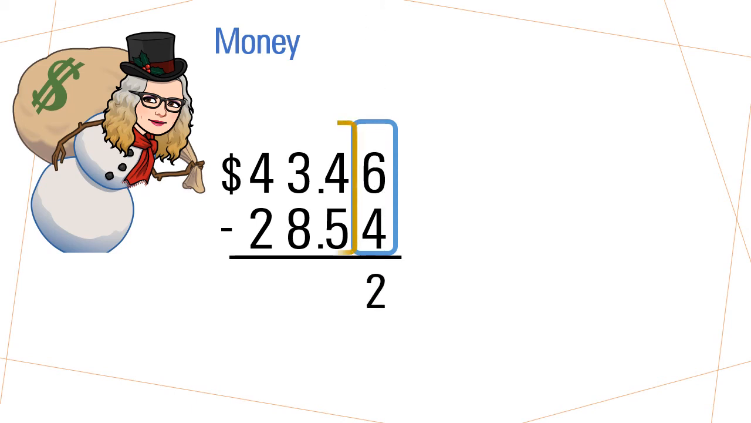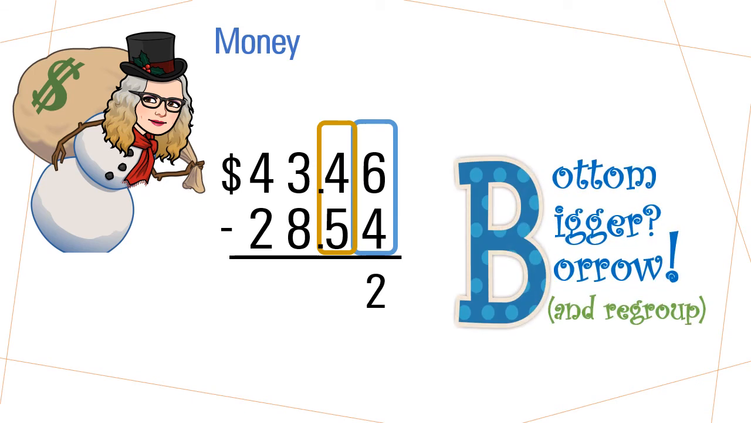Now when I move to the next column, I see that 5 is greater than 4. So remember, bottom bigger, we need to borrow and regroup. So I'm going to borrow 1 from that 3, which leaves me with 2, and I'm going to bring 1 over to the 4 to make 14. So now I have 14 minus 5, and that equals 9.